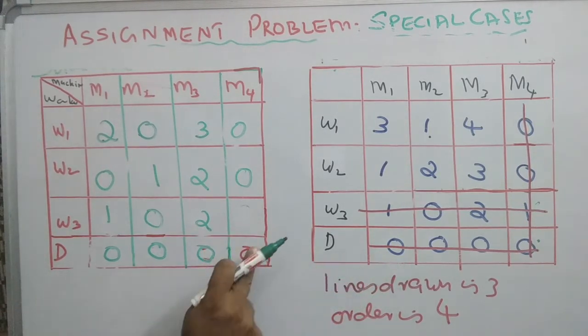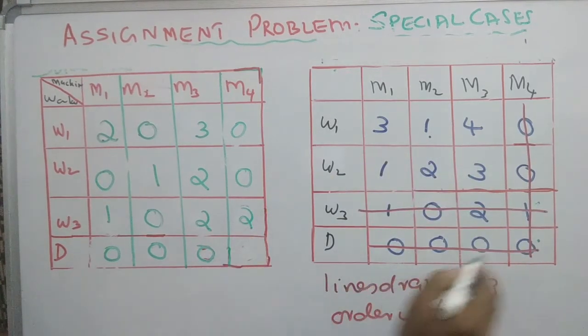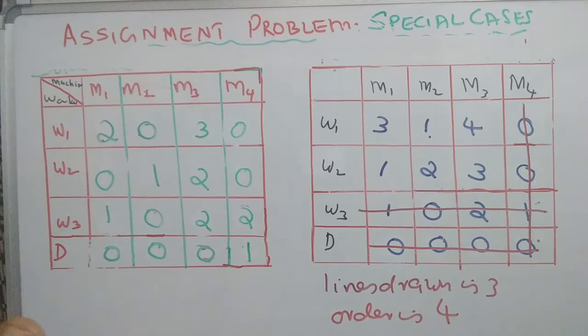Here the two numbers, two lines are intersected. What is the step? Add the smallest element at that point. So we get 1, and the smallest element is 1. 1 plus 1, 0 plus 1. What are the steps? To test whether the table is optimum, we draw the minimum number of horizontal and vertical lines to cover all zeros. Draw minimum, that is important. If the number of lines drawn is equal to the order of the problem, it is ready for allocation. Otherwise, that table is not ready for allocation, it is to be modified. How will you modify?